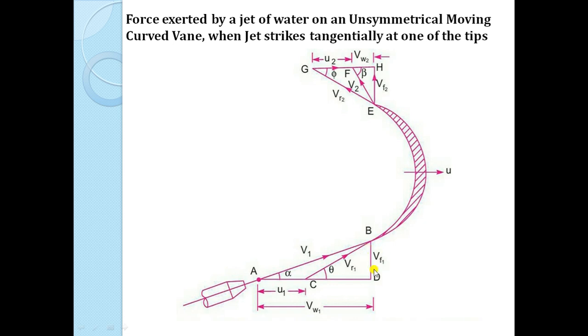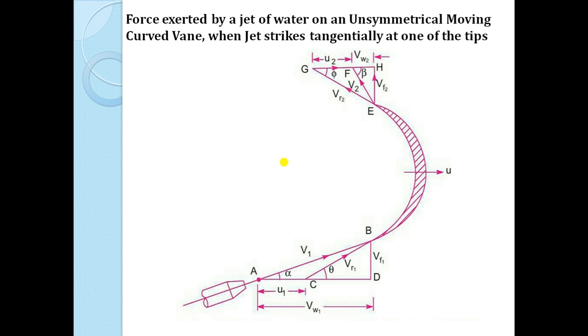As we have considered Vf1 and Vw1, here also there is velocity of flow and whirl velocity at outlet. So Vf2 is the perpendicular component of V2 and Vw2 is the horizontal component of V2. So Vw2 is whirl velocity at outlet, Vf2 is velocity of flow at outlet.